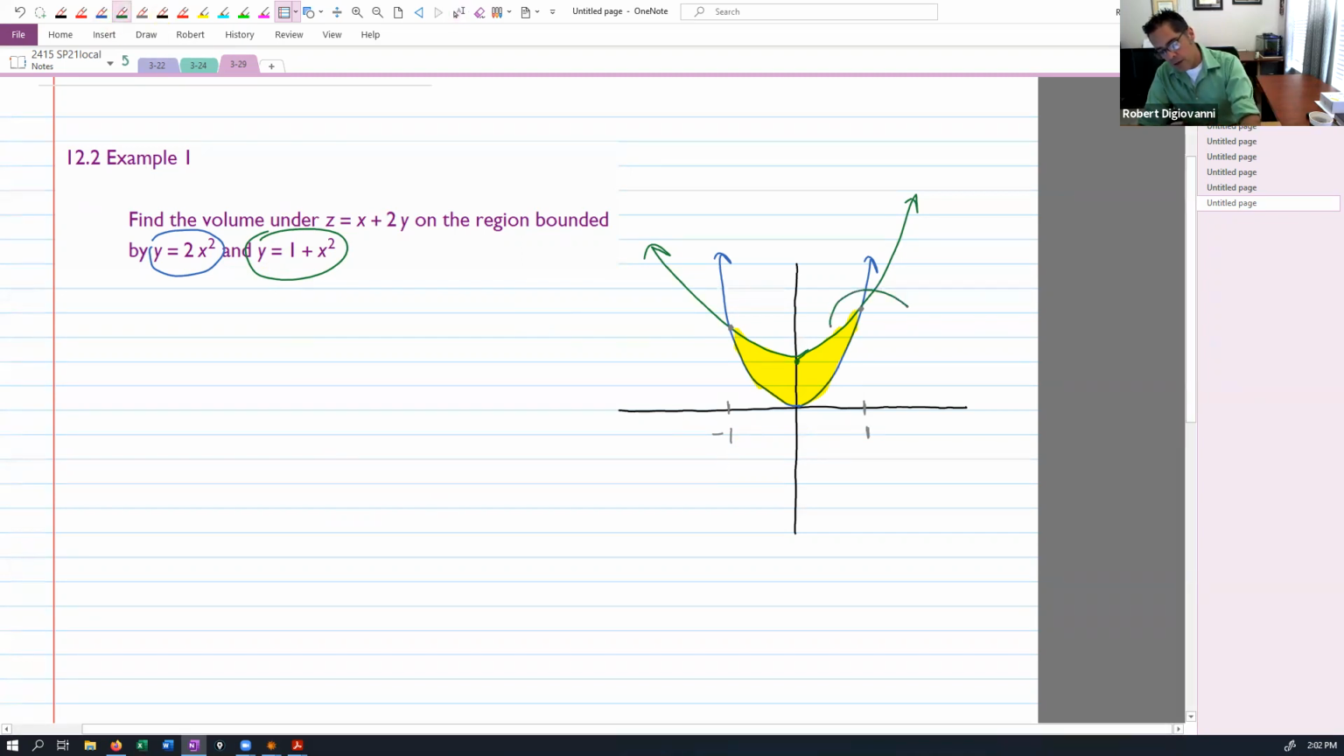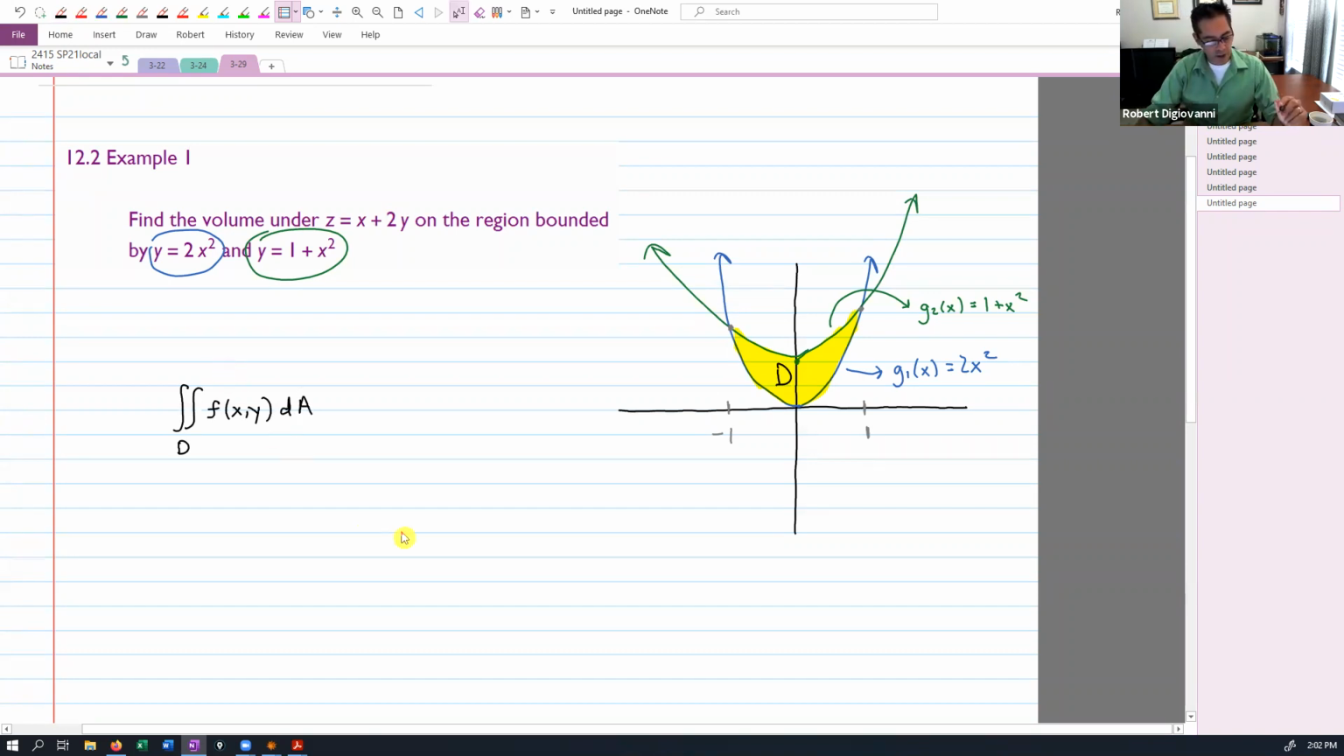And then let's look at the top one. The top one, I'm going to call that g2 of x. That's the 1 plus x squared. And then the bottom one, I'm going to call that g1 of x. That is 2x squared. Okay, that is just the domain, right? This is capital D.